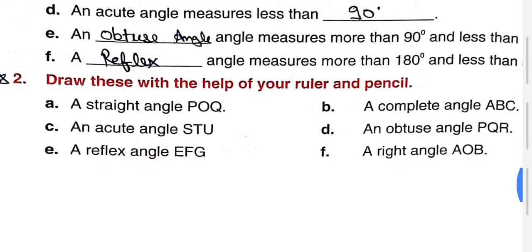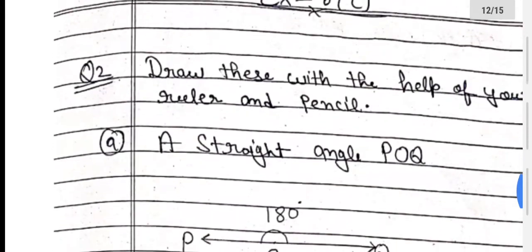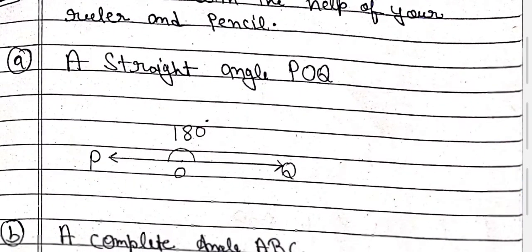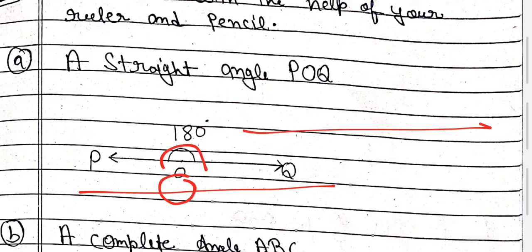Now come to the second one. Draw these with the help of your ruler and pencil. A straight angle POQ. You have to draw the straight angle POQ. Now I am writing here. Just draw a line POQ. Make a point O here and draw the angle. Straight angle is like that one. It is always what? 180 degree.